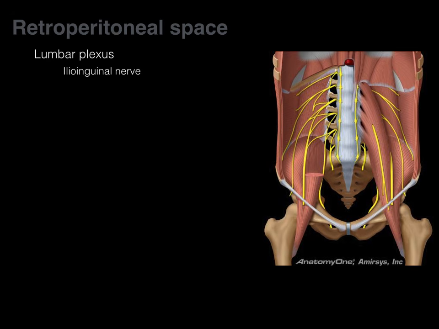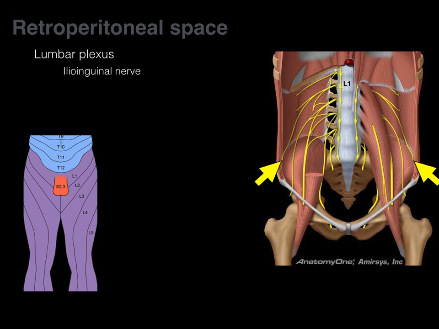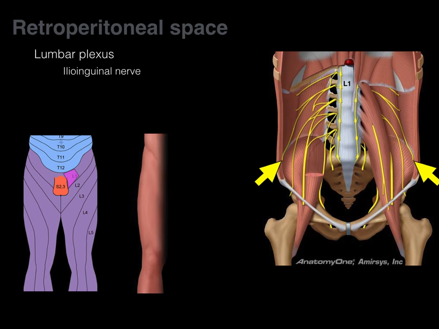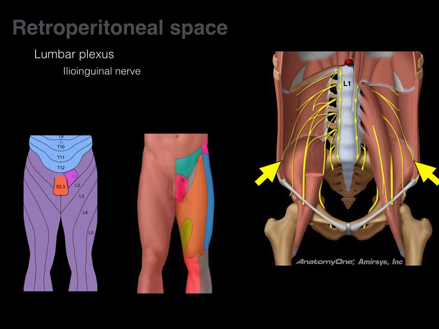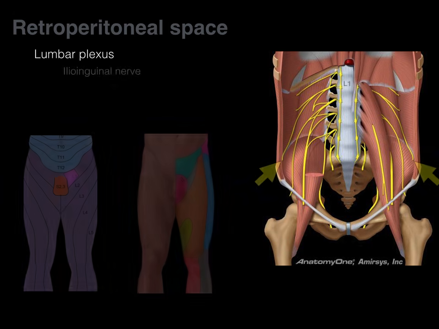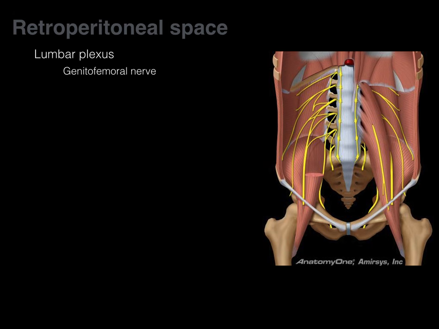Then we've also got our ilioinguinal nerve. Okay, there's the L1 level, and then there's our ilioinguinal nerve. And the ilioinguinal nerve is going to course down through the inguinal canal, and it's going to supply that part of the L1 dermatome, as shown right there in pink. Okay, ilioinguinal nerve.